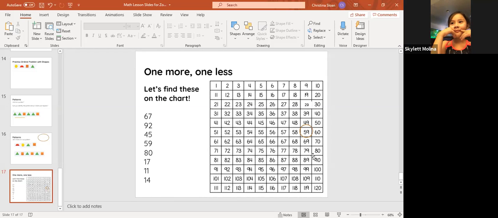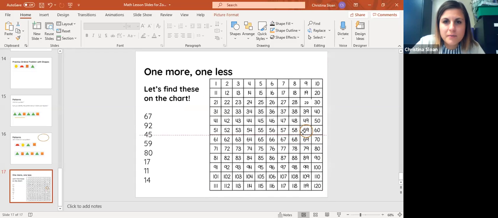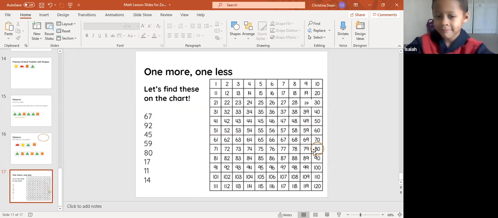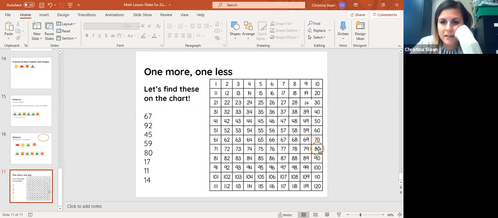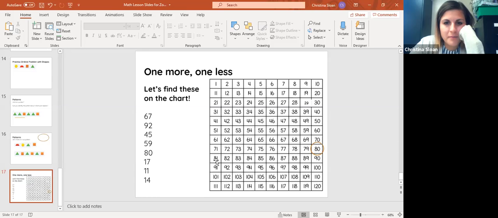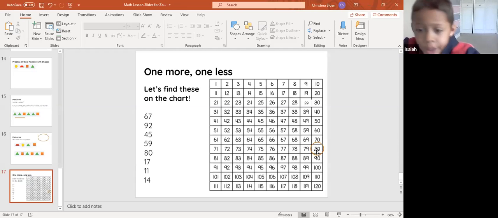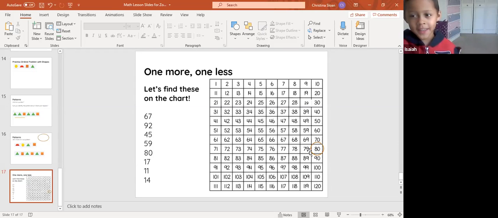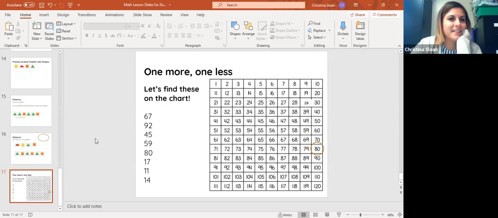Isaiah, what about the number 80? Ooh, this one's kind of confusing because we're at the end of the line. What's one more than 80? 81. Nice job. So when we're looking at the number line and we get to the end of the row, we go back to the left, but we go down and back to the left. So 80, 81. Nice job. And what about one less, Isaiah? 79. Nice job. Thank you, Isaiah.